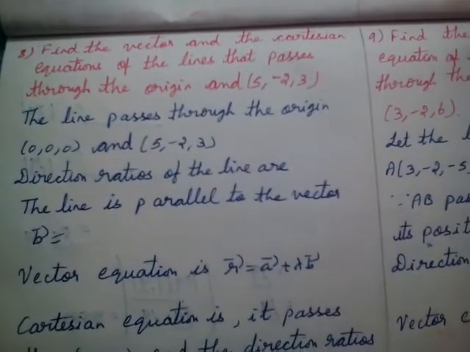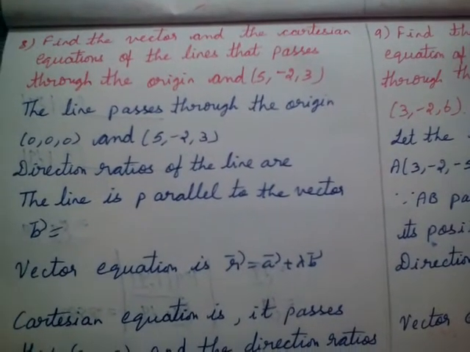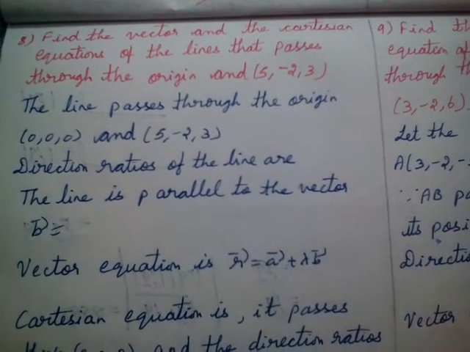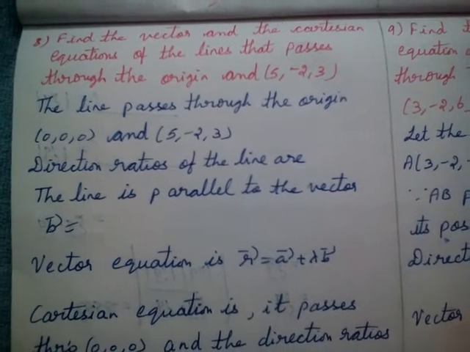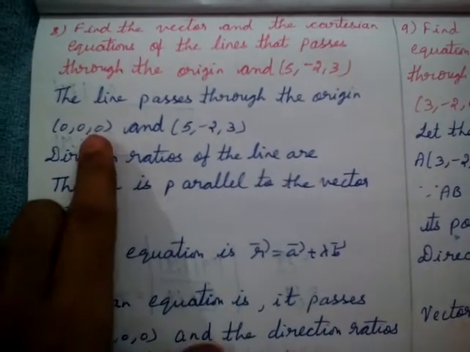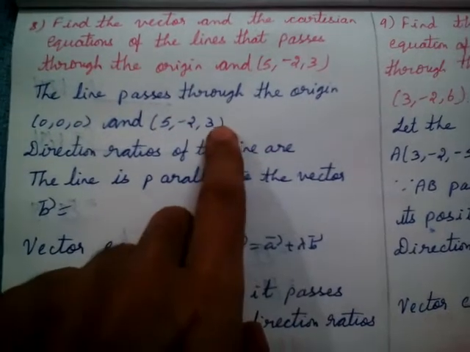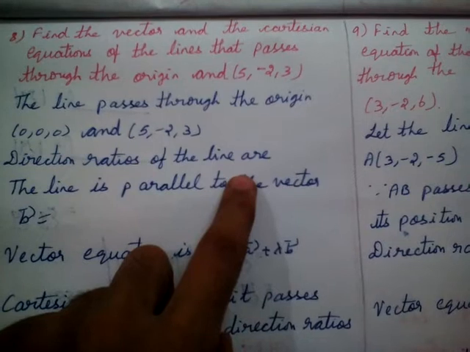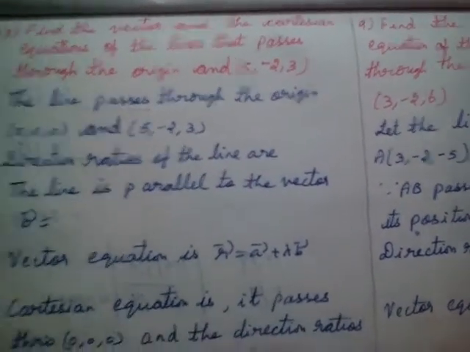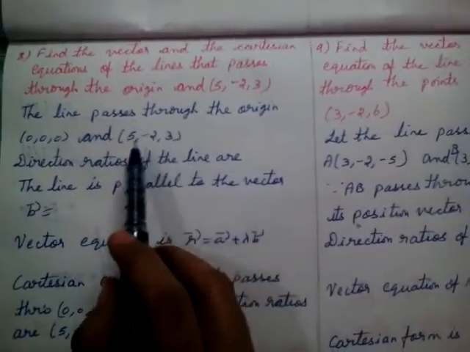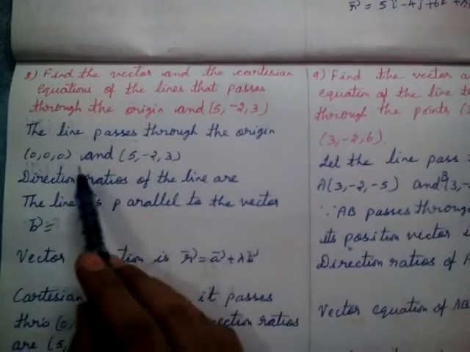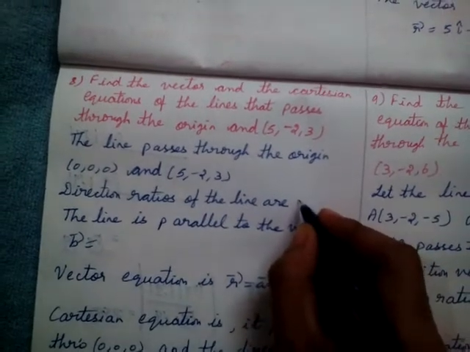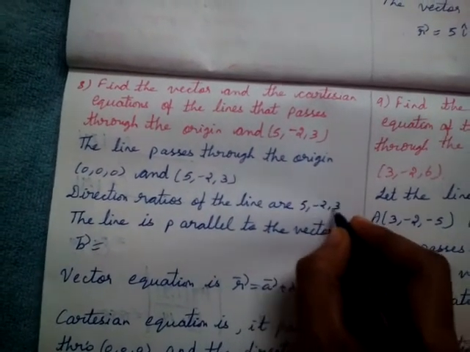Now moving on to the eighth sum. Find the vector and the Cartesian equations of the line that passes through the origin and the point 5, minus 2 and 3. Now the line passes through the origin. The coordinates of the origin are 0, 0, 0, and the other point is 5, minus 2 and 3. Now you have to find the direction ratios. How will you find them? x2 minus x1, y2 minus y1, z2 minus z1. Here x1, y1, z1 are 0, so the direction ratios of the line are 5, minus 2 and 3.